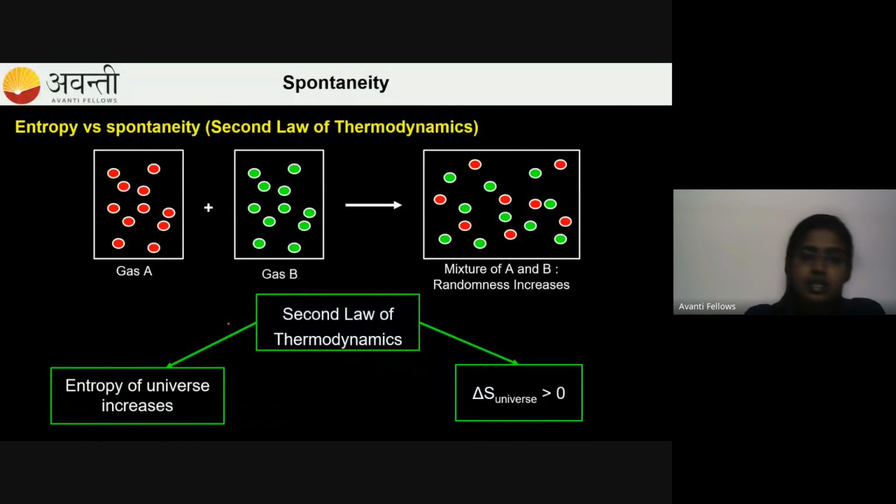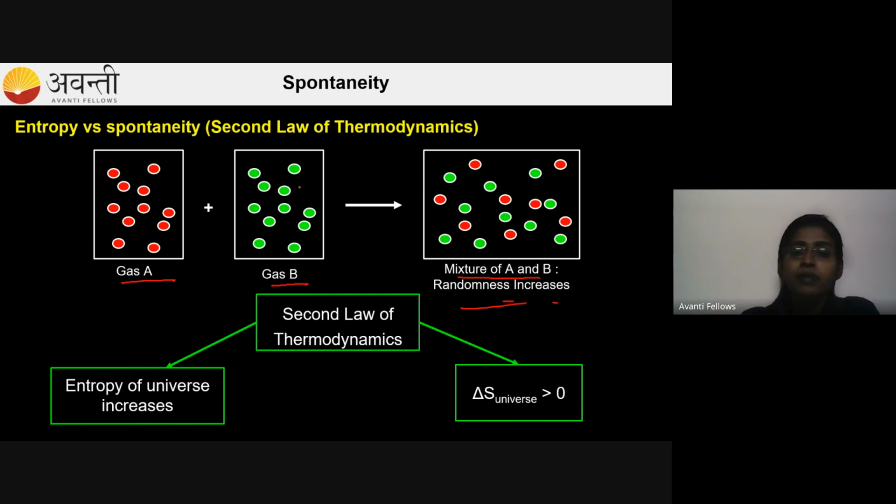You see here, we have gas A and we have gas B. Now I have mixed both the gases A and B. And here if you see the randomness, since the volume is more here, the random arrangement and movement of the gas molecules is more. Randomness is more.